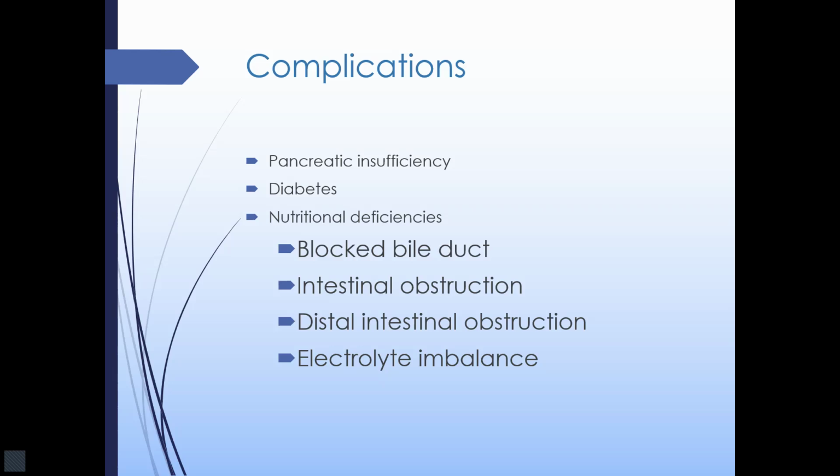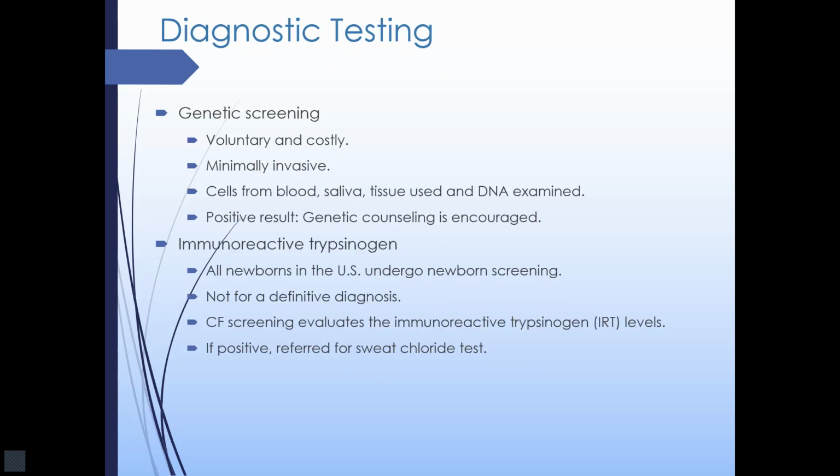And then nutritional deficiencies. Electrolyte imbalances occur because large amounts of salt are lost during sweating. It causes dehydration, tachycardia, fatigue, weakness, hypotension, and heat stroke. Okay, so we get electrolyte imbalances. We can get blocked bile ducts because of the thick secretions that are not hydrated enough. We can get intestinal obstructions because of dehydration of the intestines, because there's not enough water getting in there because the chloride channels are not working right. All of these are complications of cystic fibrosis.